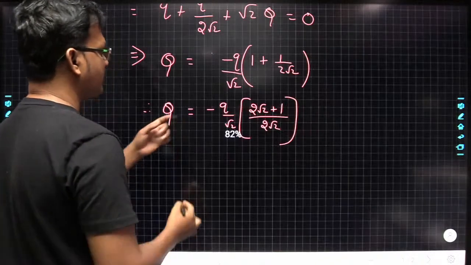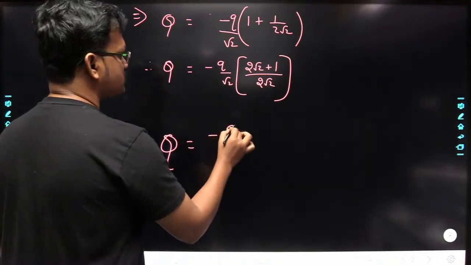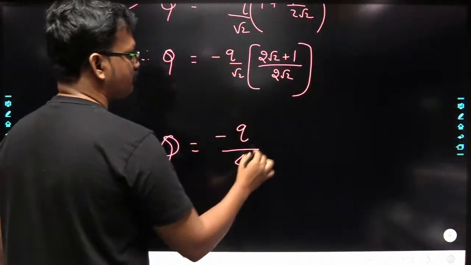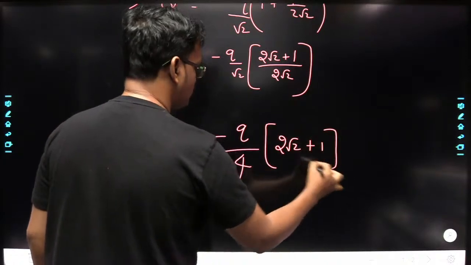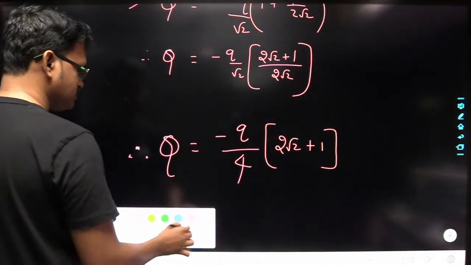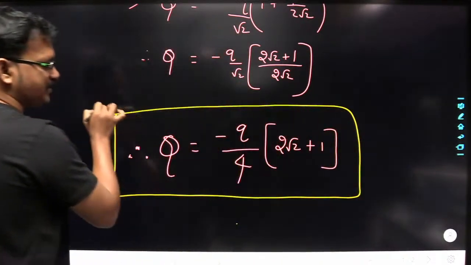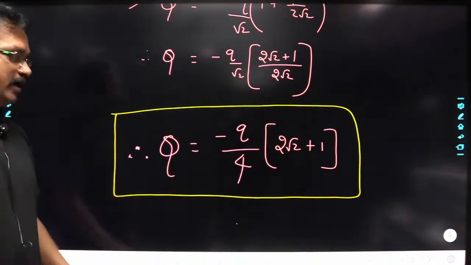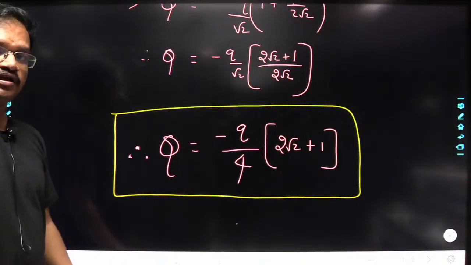So finally I can write, you just simplify this one here. So finally I can write minus Q by 4. Yes or no? Finally I can write minus Q by 4 into 2 root 2 plus 1. So this is the value of what? This is the value of capital Q that has to be placed exactly at the center of the square, so that the system will stay in equilibrium.